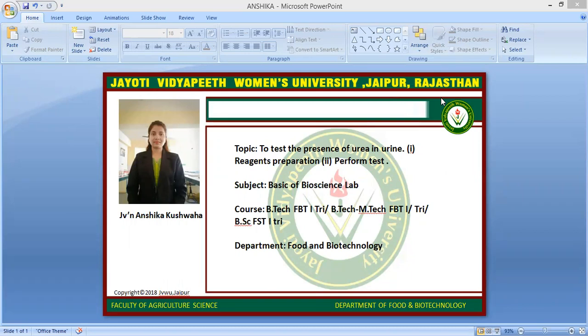Our subject is Basic of Bioscience Lab and today's session is to test the presence of urea in urine. In this we have two objectives. First is reagent preparation and second is perform test. So in this, the aim is to test the presence of urea in urine.